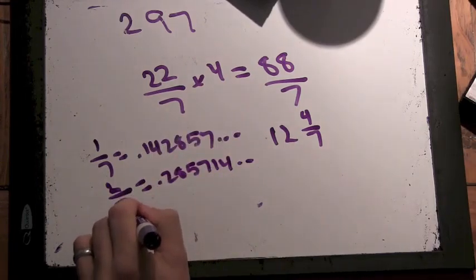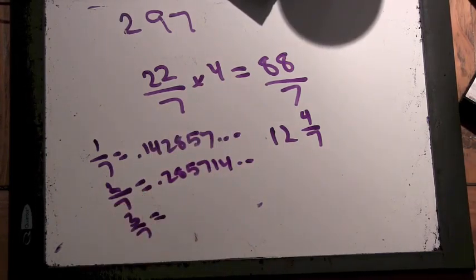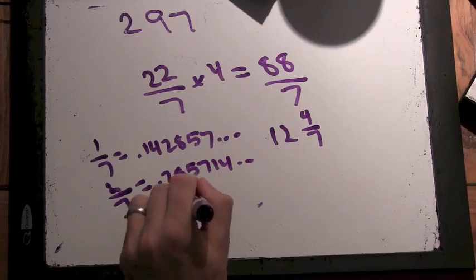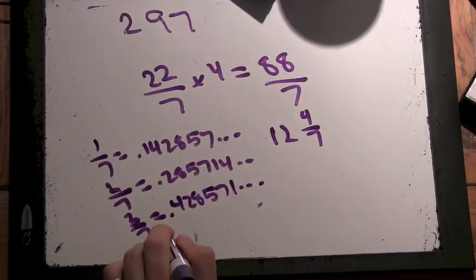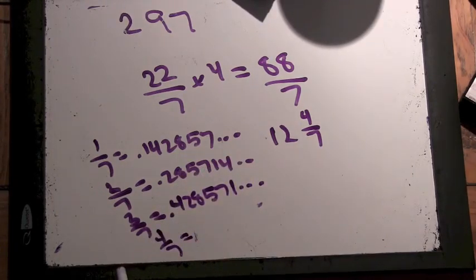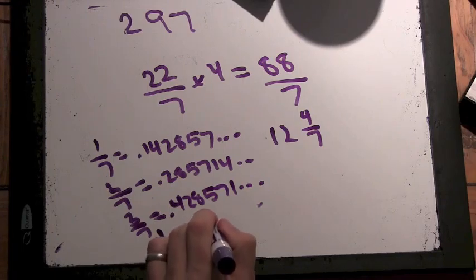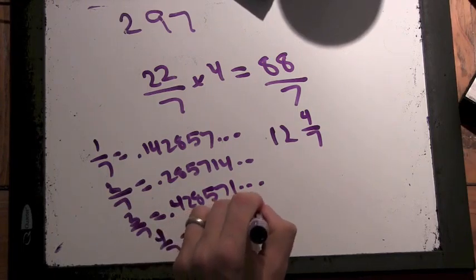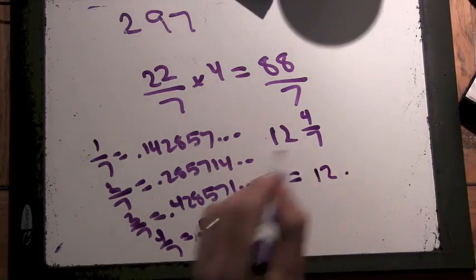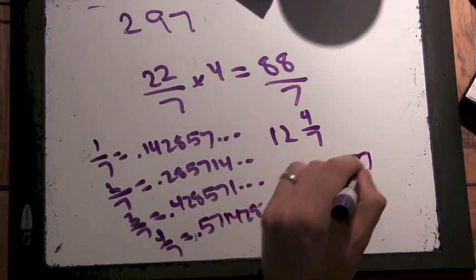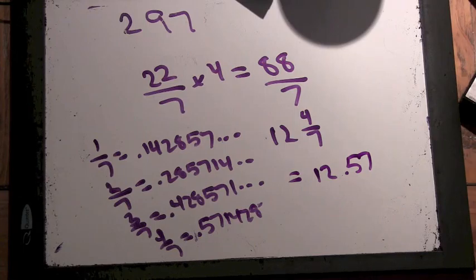Let your brother say 3 sevenths. 3 sevenths is 0.428571. 4 sevenths is 0.571428. So we can find that it's about 0.57, so 12.57 approximately. And last time we found 12.56. So that seems like a pretty good approximation. It's not too much work.